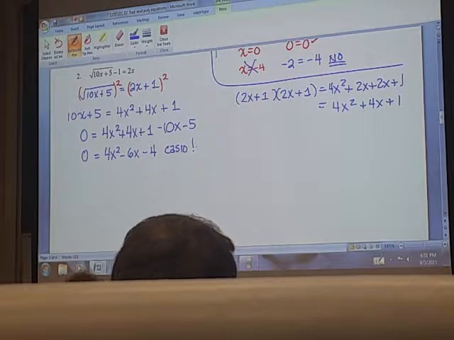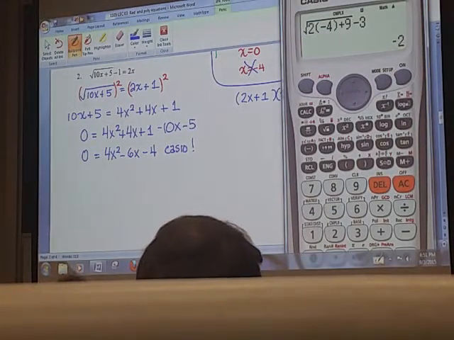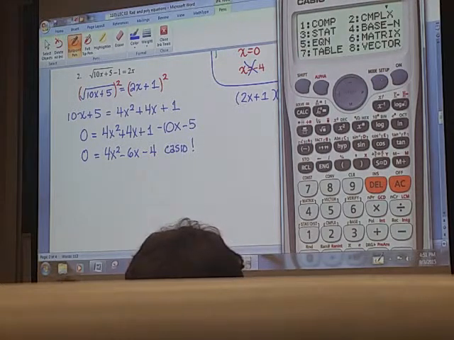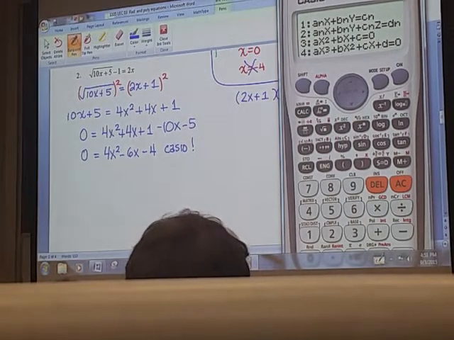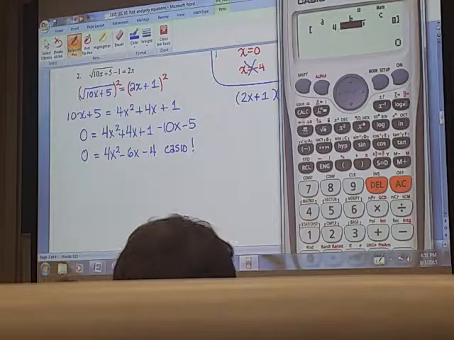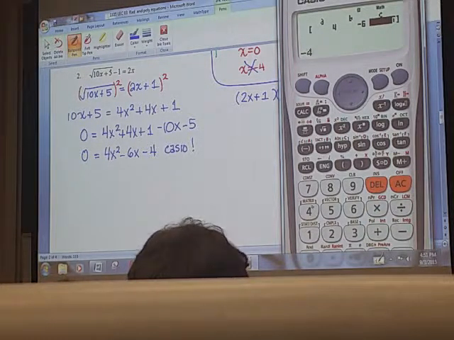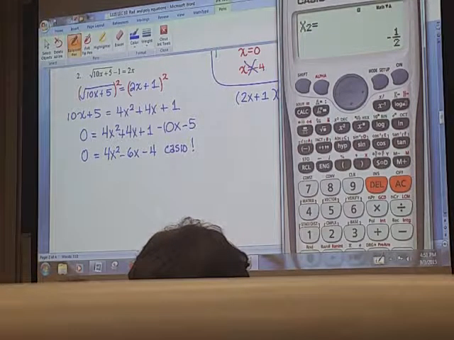Or you can calculate. I'll do it in Casio for those of you who were not here to see this miracle occur last time. So mode is equation. I'm going to solve a quadratic, number 3. I have 4 in front of the x squared, negative 6 in front of the x, and negative 4 as my constant. The two answers are 2 and negative half.